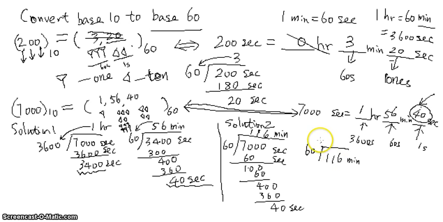So 116 minutes contain how many hours? Divide by another 60, because 1 hour equals 60 minutes. So the difference here is when we did solution 1, we converted seconds to hours. You got to divide by 3600, because one hour is 3600 seconds. But over here we just divide by 60, so we get 1 and 56 left. So you put 1 here and 56 there. Again, you will get the same answer.